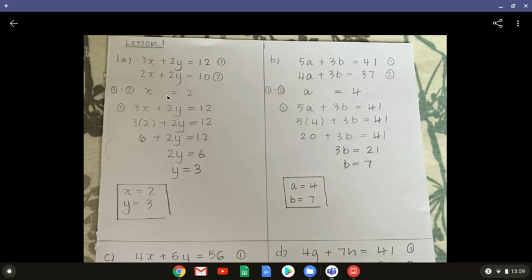So from the worksheet that was uploaded to your assignment, let's have a look at 1a and 1b as well. So we have 3x plus 2y equals 12. We also have 2x plus 2y equals 10. What we're trying to find out is the value of x and the value of y. So let's have a look here.